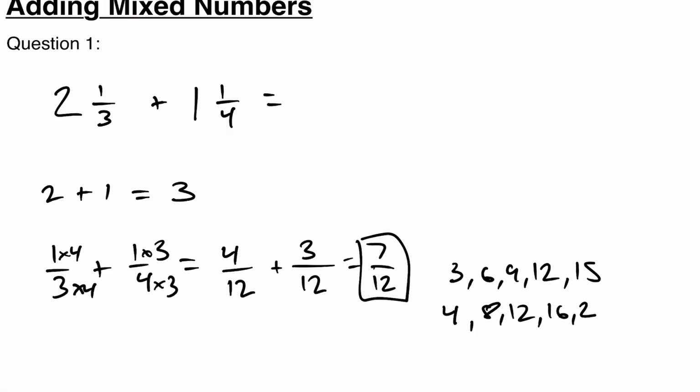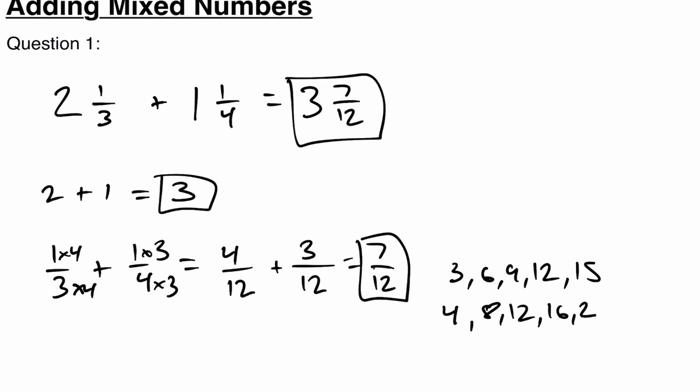And so now we have to put together our whole number and our fraction. And our final answer is going to be 3 and 7/12. So as you can see, we broke down the whole number and the fraction, and we added them separately.